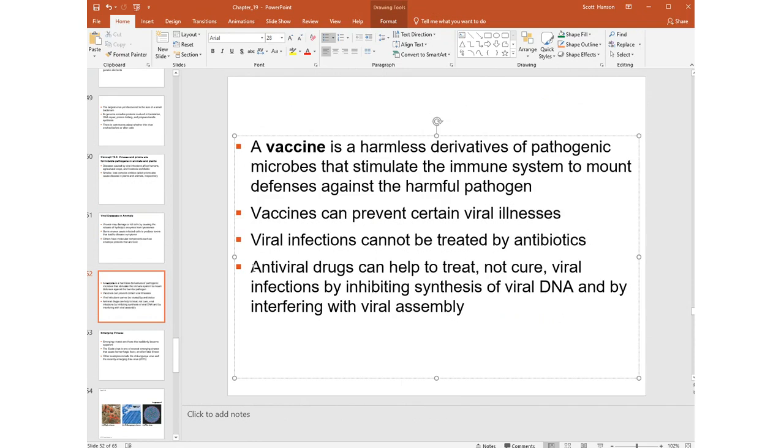So antiviral drugs can help treat viral infections, but not cure them. Of course, is there really a difference between treating an infection and curing an infection? But they inhibit the synthesis of the viral DNA by interfering with the assembly of the viruses.